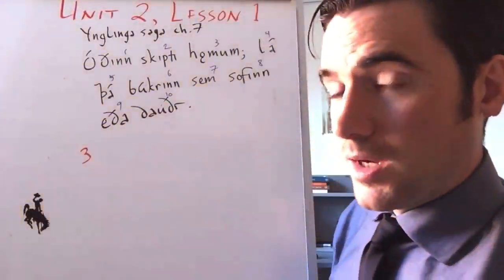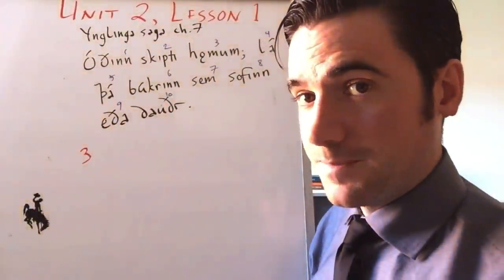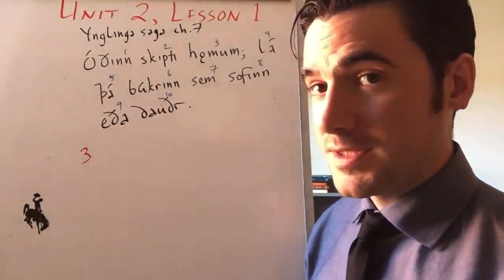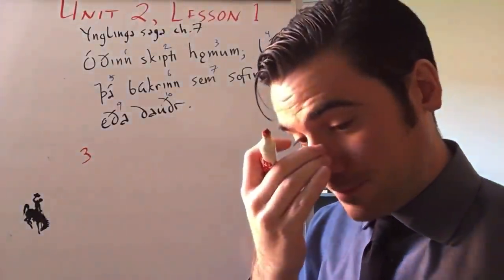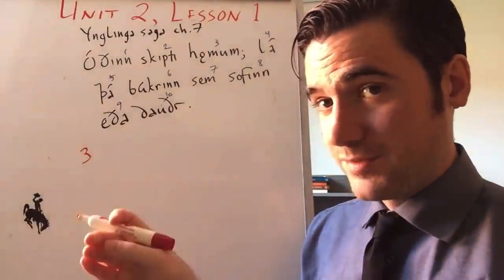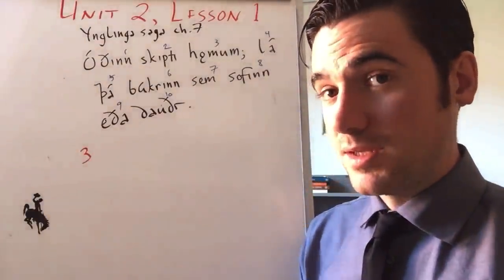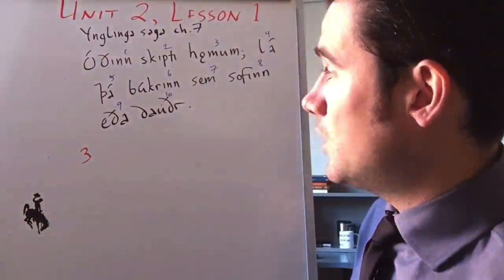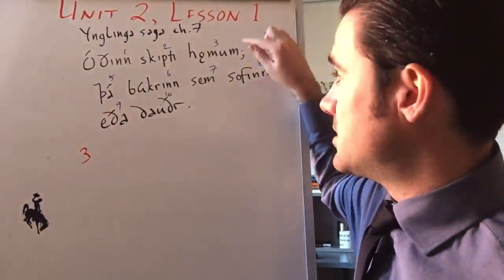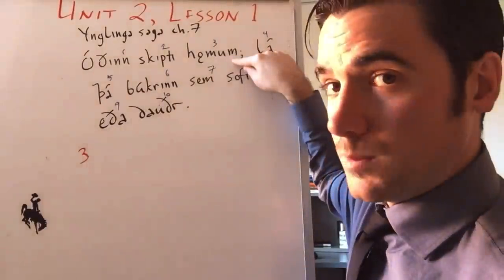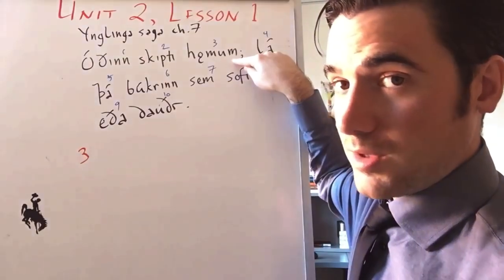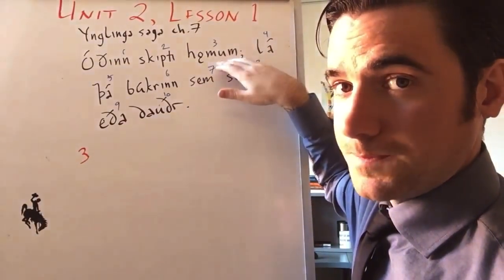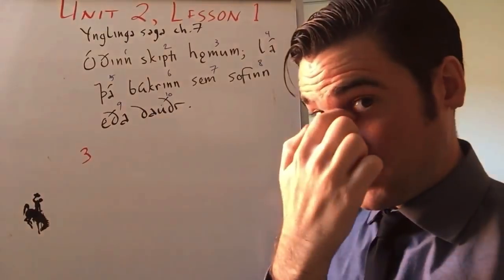Three. So, under those definitions for skipta, make a division of a thing or shift or change, it says with dative. That means that the object of this verb is in the dative rather than the accusative, which is kind of our default object case. Well, that's fine because we see that this next noun ends in -um, which is the dative plural ending for all types of nouns. So no problem, we know this is a dative plural noun, homum. But that doesn't necessarily mean that we know what it means.